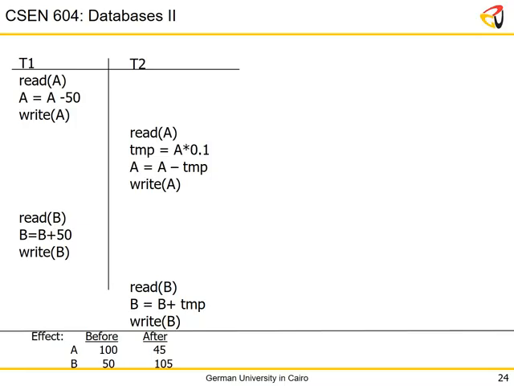In terms of the stream of reads and writes that will be produced by the scheduler, it's going to be like this. It's going to be read A, do the computation, write A, read A in T1, do the computation, write A, read B in T1, add the 50, write B, read B in T2, add the 10% and write B. So we can actually get a nice interleaving of T1 and T2. This is a serializable schedule because it's equivalent to the serial we presented already.